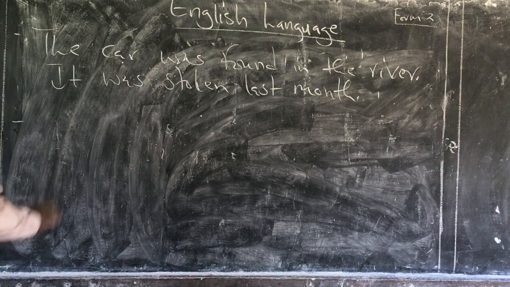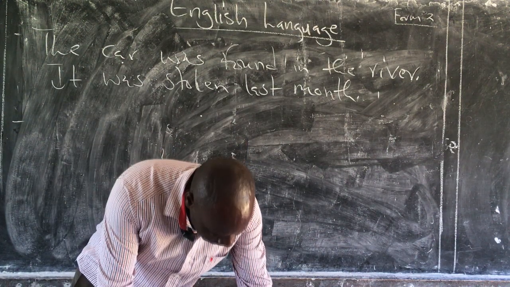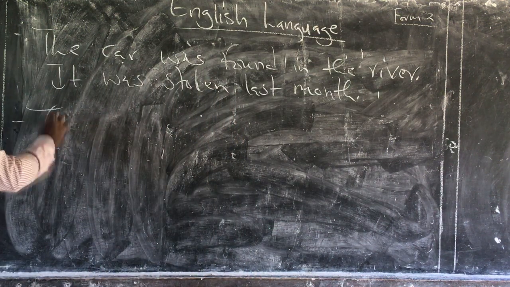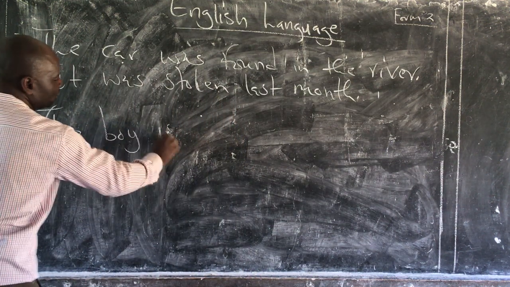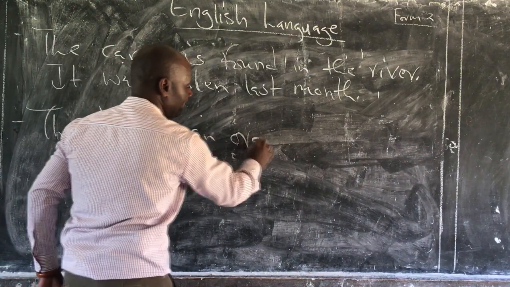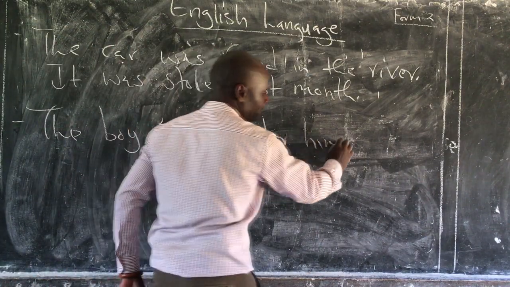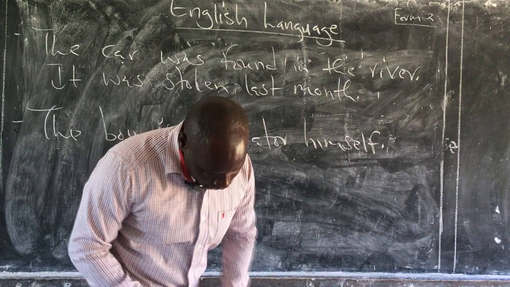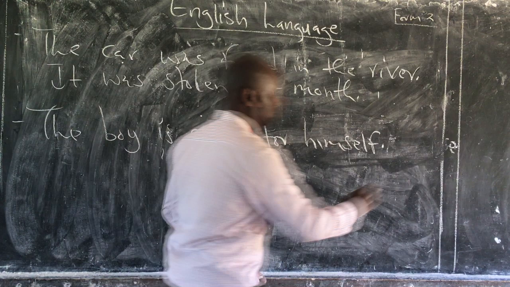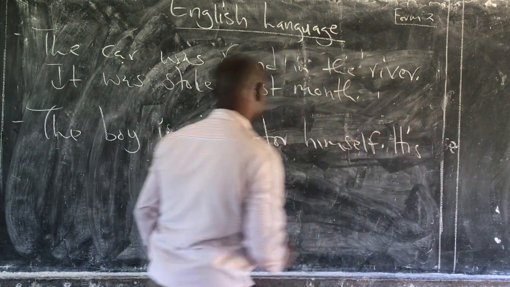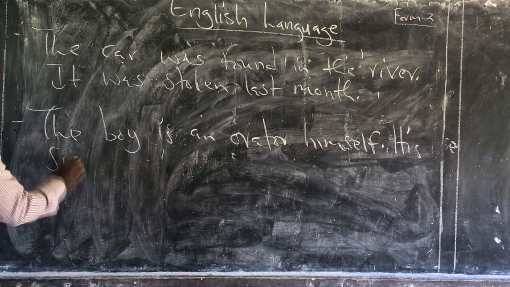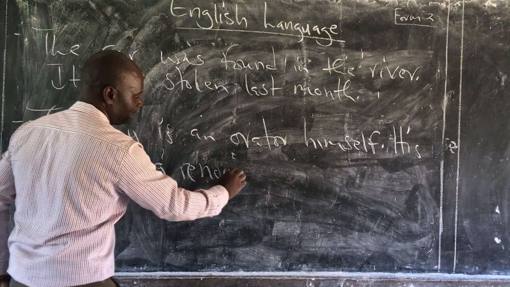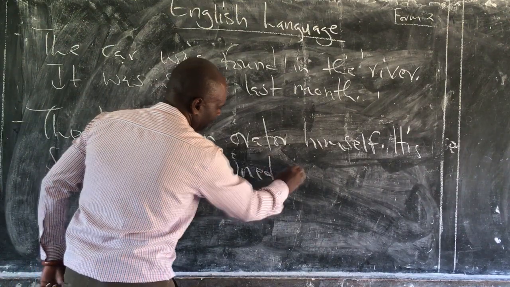Number 2, just 2 sentences. The boy is an orator himself. His sister is a renowned orator.